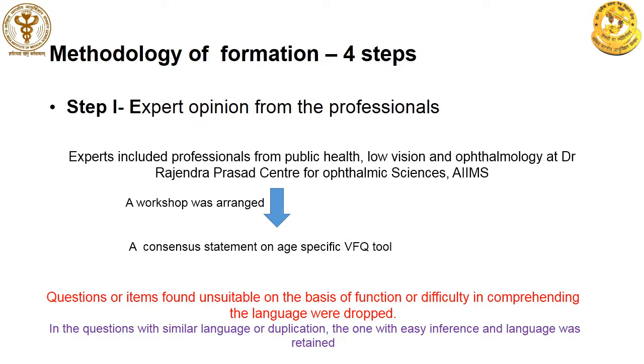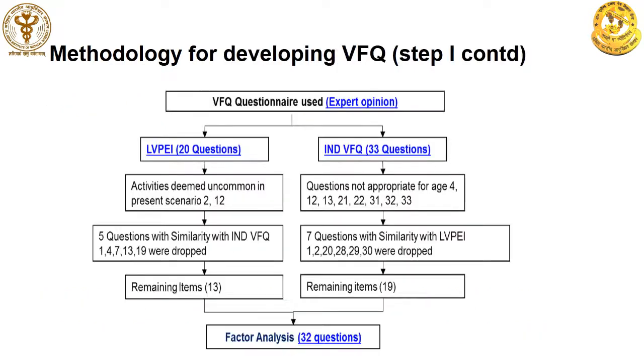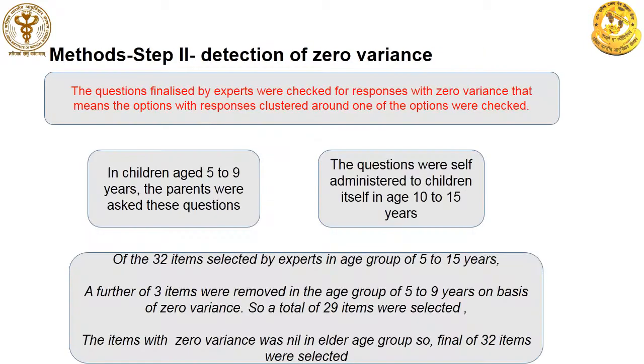A workshop was conducted. A consensus statement on age appropriate VFQ tool was derived. The main thing which they did was they removed the questions which were found unsuitable on the basis of difficulty in comprehending the language, or the questions which were duplicate, and out of those questions which have similar language or were duplicate, they kept the question with easy inference. So in this way, out of the total 53 questions, they finally reached the reduced set.